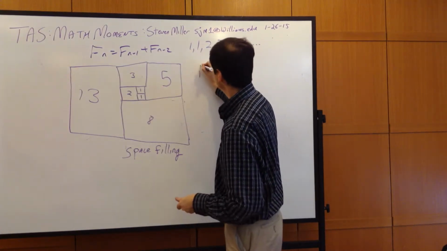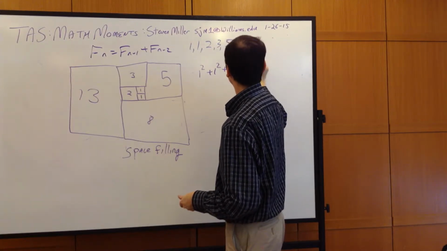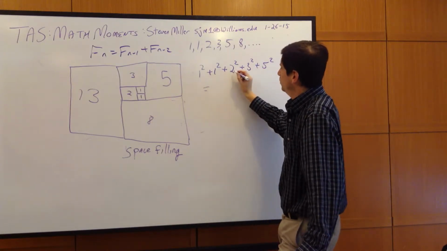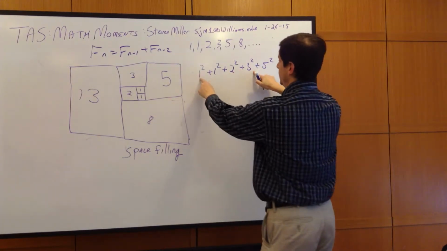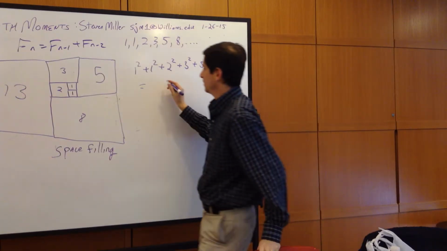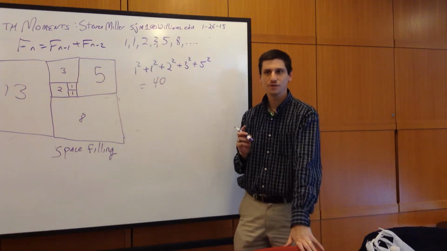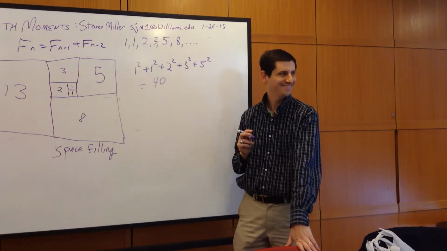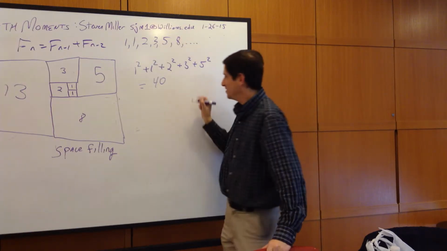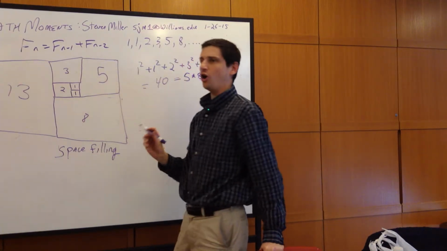All right. What's 1 squared plus 1 squared? You might be able to do this in your head. Plus 2 squared, plus 3 squared, plus 5 squared. So this is 2, 4, 9, so 10, 14, 15, plus 25 is 40. Any thoughts as to how else I could write 40? There's lots of ways. 5 times 8. 4 times 10.